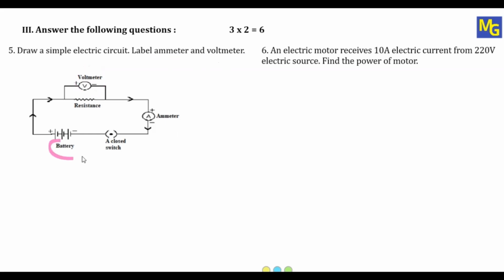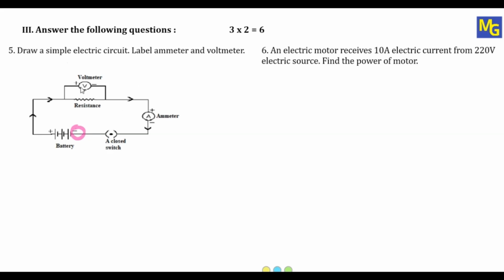If you see this battery, it has one positive end and one negative end. From positive to negative we put arrows, which indicate the direction of electric current. Here this is the ammeter, and we have to label it. The ammeter is always connected in series with the battery. And this is the voltmeter, which is connected in parallel in the circuit. The positive end of the voltmeter and the positive end of the ammeter should be towards the positive end of the battery, and the negative ends towards the negative end of the battery. So this is called the simple electric circuit.